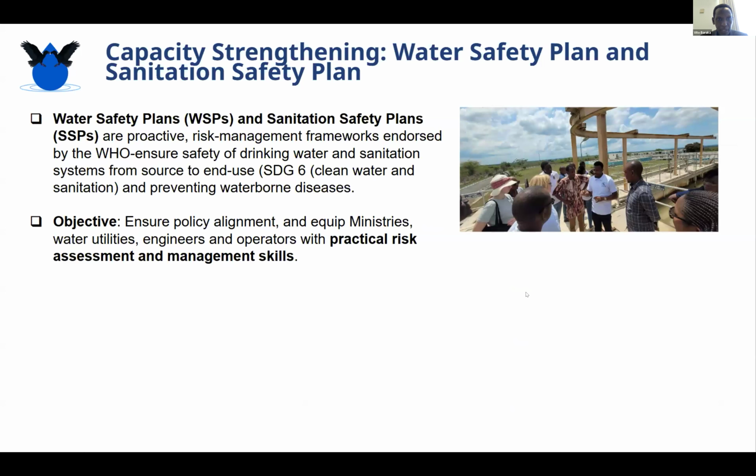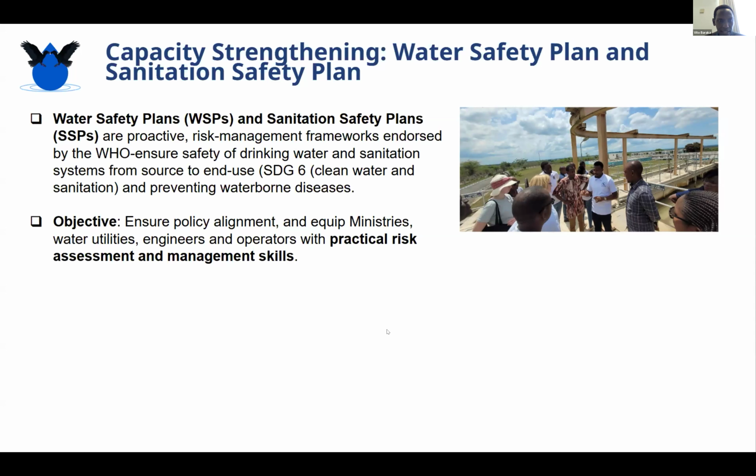So my colleagues will speak more in detail, but we have previously organized training on water safety plans and sanitation safety plans, because we understand some of the disease risk, especially waterborne pathogens coming maybe from clean water sources. So really to emphasize proactive risk management, to prevent contamination from the source all the way to the end users through enforcing water safety plans. And also looking into the aspect of sanitation safety plans.